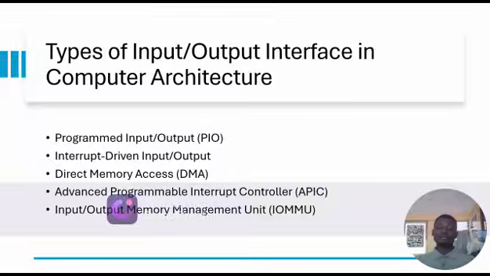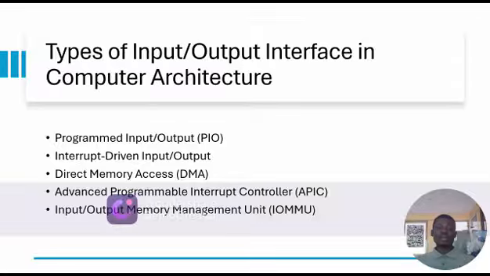So the first one is the programmed input output interface. In this one, the CPU is responsible for controlling the entire process of data transfer. So it must wait for the input output operation to complete before it moves on to the next task. Because of this, it slows down the system, since the CPU is constantly on the input and output operation.